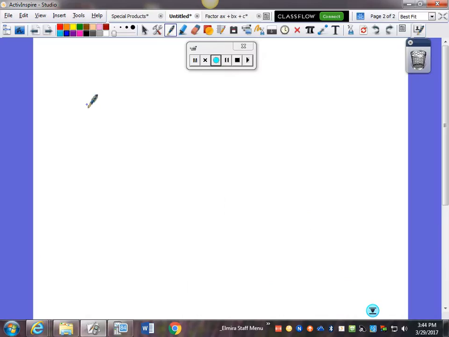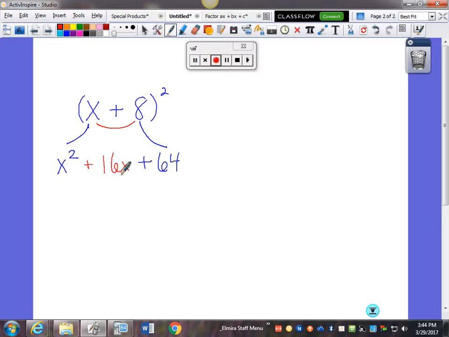So let's practice that. So if I have x plus 8 squared, my ax squared term is going to be just take the first term of the binomial and square it. My last term, my c term, is going to be the second term and square it. And my middle term is where I'm going to take these two and multiply them together, 8x, and double it for plus 16x.